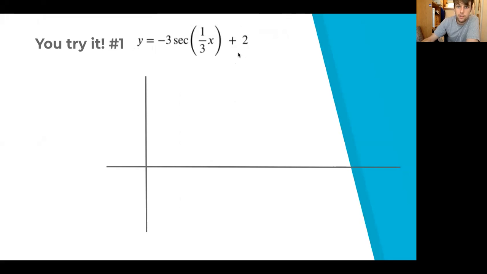Let's go. So first one here, we have y equals -3 secant 1/3 x plus 2. Pretty simple, not a lot of transformations. Actually, the great thing here is there's no phase shift, right? I think phase shift is the hardest transformation to implement, and when we don't have that, it's just going to make things easier for us. All right, let's go ahead and go through it.